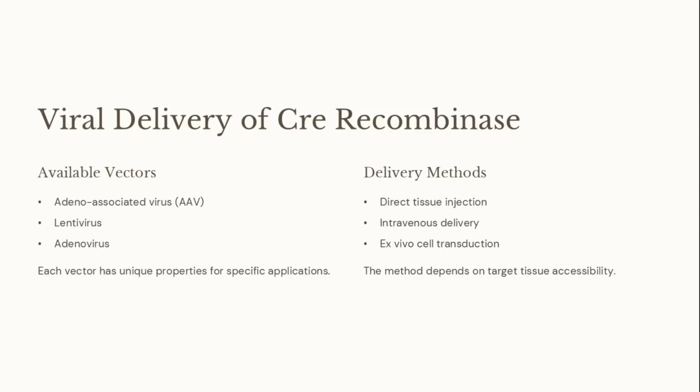Viral delivery of Cre recombinase can be achieved using vectors like adeno-associated virus, AAV, lentivirus, and adenovirus. Each vector has unique properties for specific applications. Delivery methods include direct tissue injection, intravenous delivery, and ex vivo cell transduction, depending on target tissue accessibility.